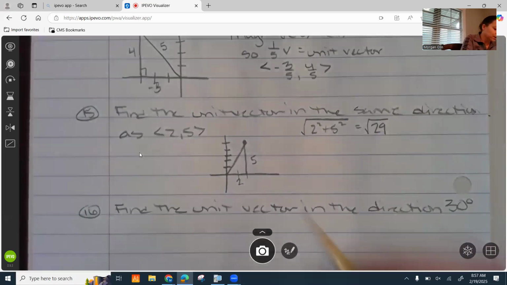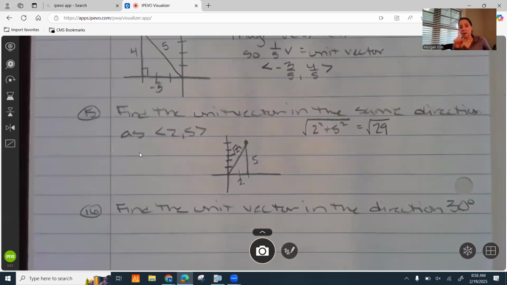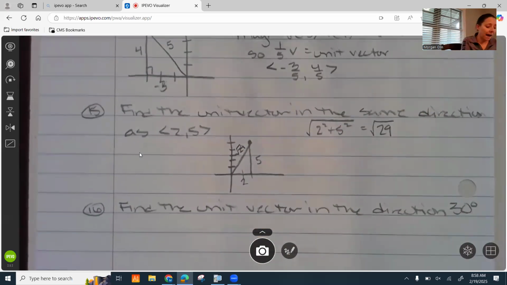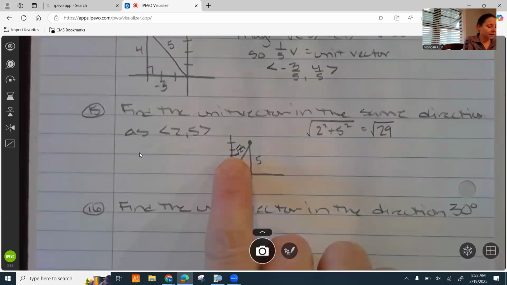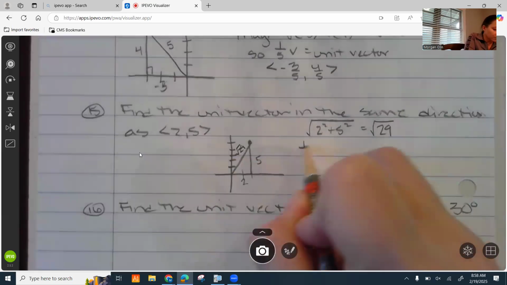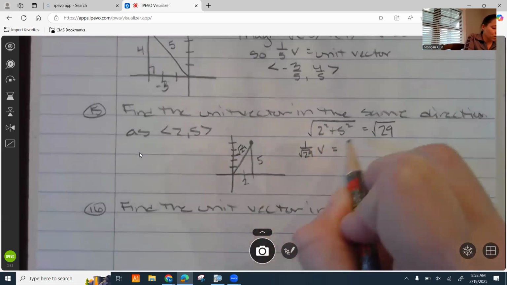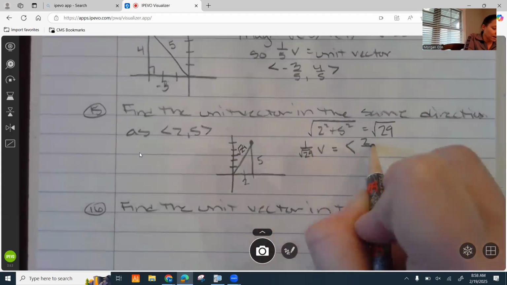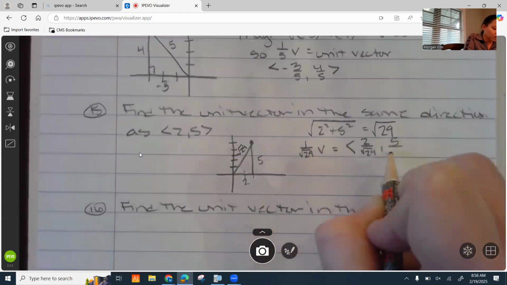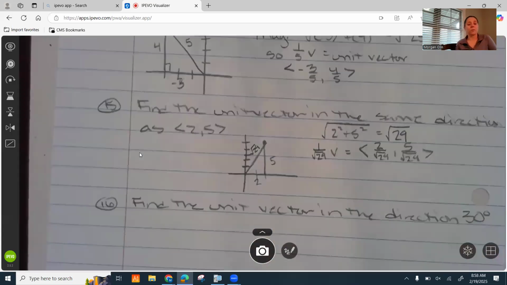So think about this being the square root of 29. How do you get that length to be 1? Well, I would divide by the square root of 29, or multiply your vector by 1 over the square root of 29. When I do that, I get 2 over square root of 29 and 5 over square root of 29. And that will be our unit vector.